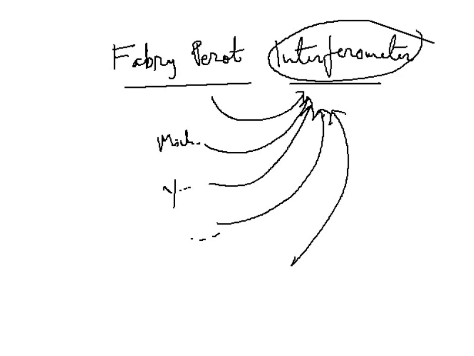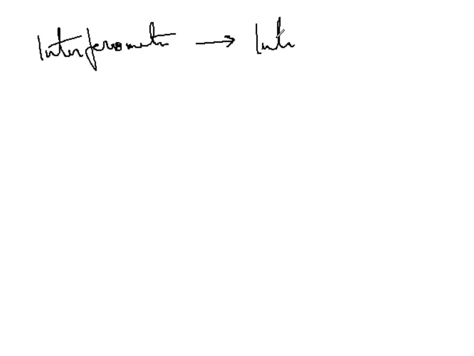As you know, basically an interferometer is a device which causes interference between two or more waves. Right. Now we will be here talking about electromagnetic waves.